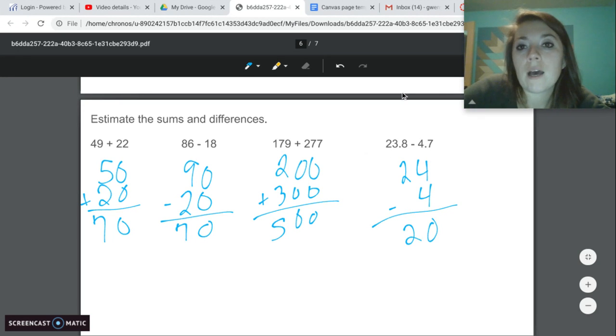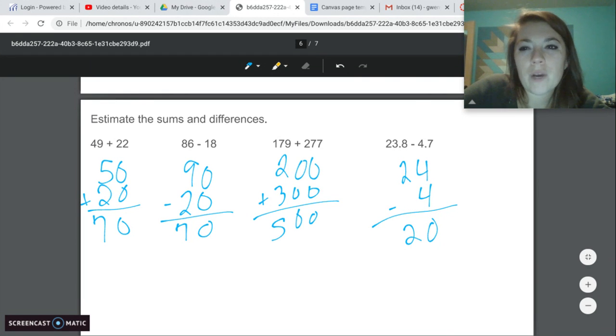So when it comes to estimating, there's different ways you can do it. So I did one example for all of these. We could have done different things in each case. So we could have done 24 and 5. We could have done 20 and 5. Different possibilities for what we could do here. One thing I've seen in the past is when students see numbers like 4.7, they think, oh, I'll just round it down to 0 and make it 24 or 20 minus 0, which is 20.